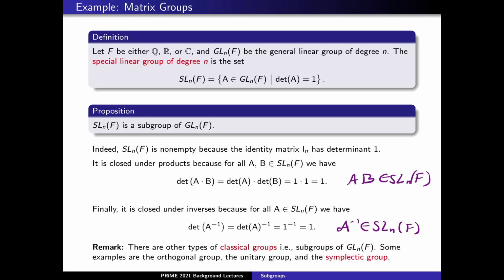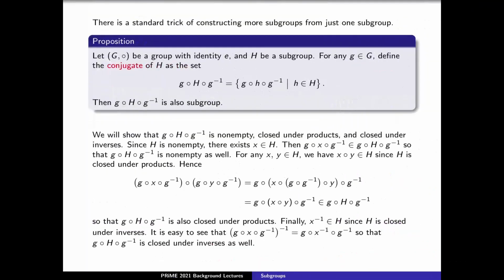But how do we go about finding other subgroups of GL_n? There are others. For example, we have the classical groups of GL_n, which you may encounter in the future if you have not done so already. We have the orthogonal group, the unitary group, and the symplectic group. But a good strategy for finding other subgroups is through the method of conjugation. And so here is the proposition.